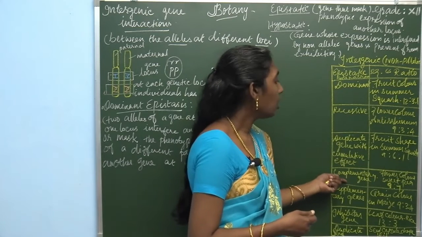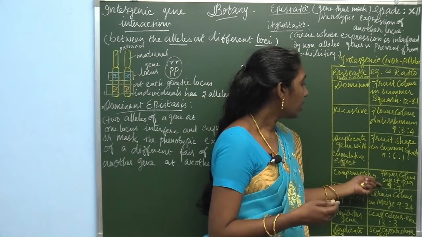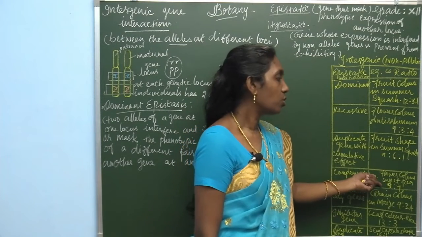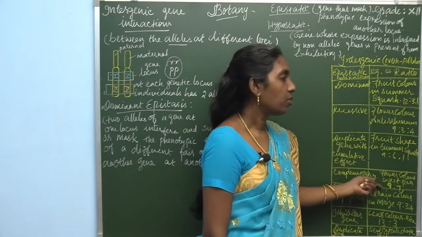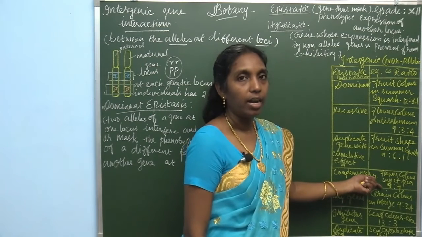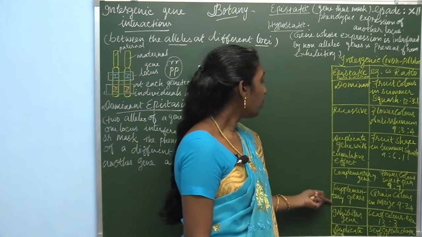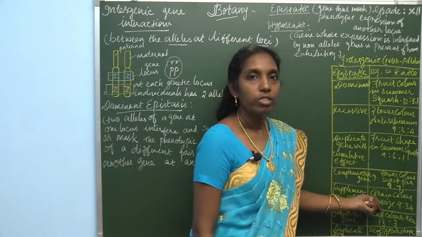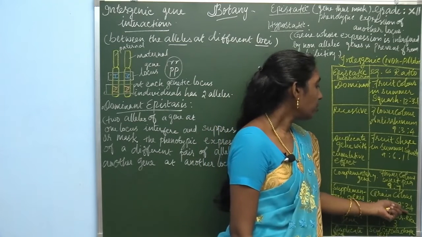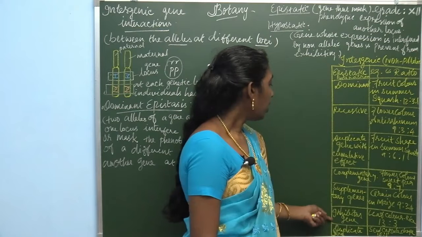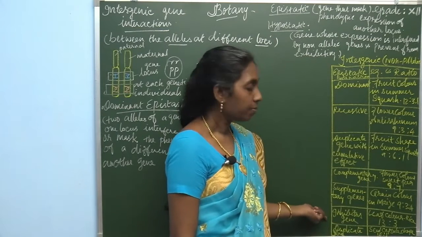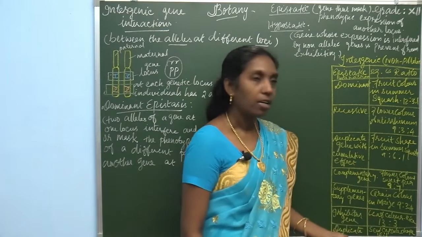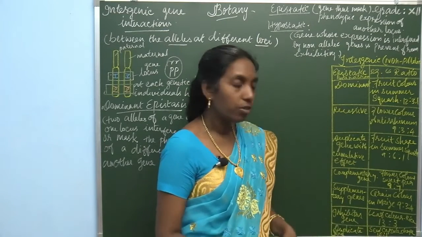Complementary gene interaction, the example is flower color of sweet pea. It gives the ratio 9:7. And supplementary gene, the example is grain color in maize, which gives the ratio 9:3:4. And inhibitor gene, the leaf color in rice, which gives 13:3.